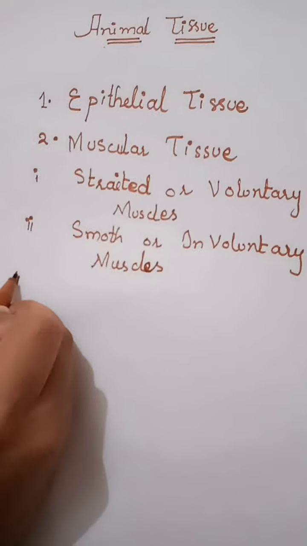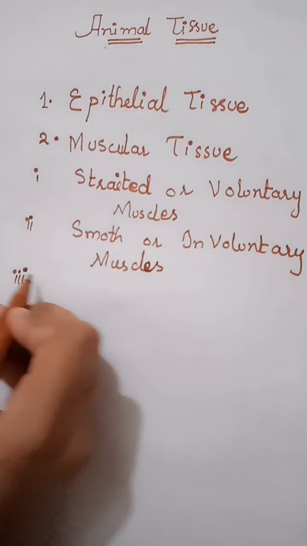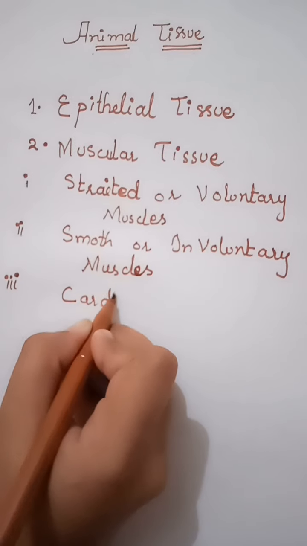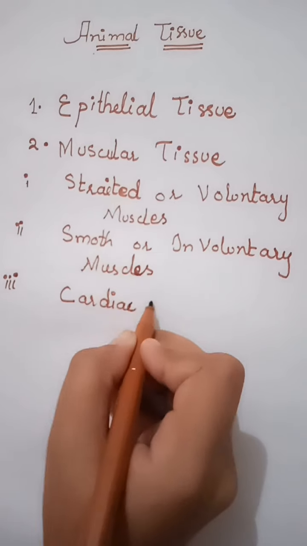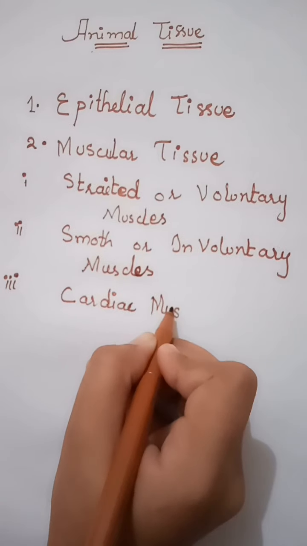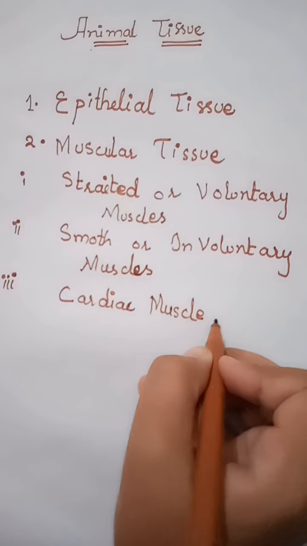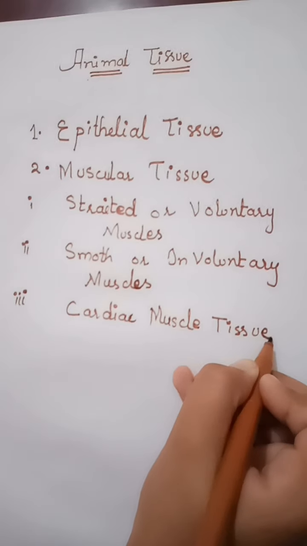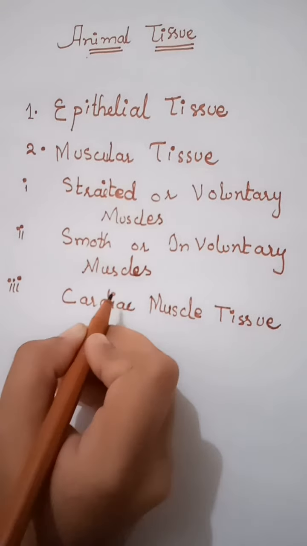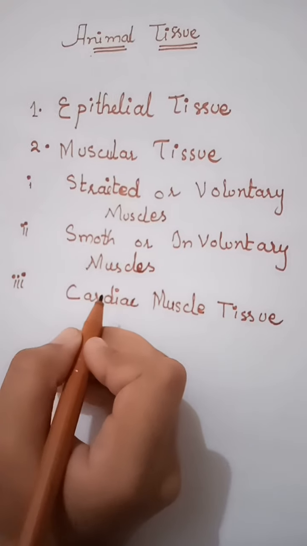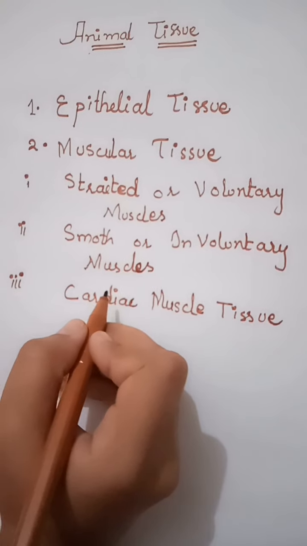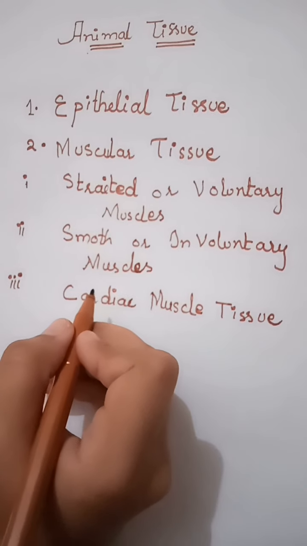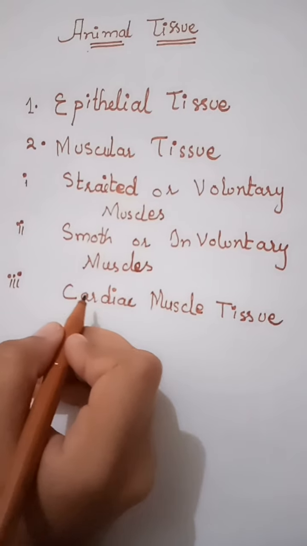Now number 3, cardiac muscle tissue. These fibers are striated, multinucleate and branched. These are involuntary. They are found exclusively in the heart of our body.